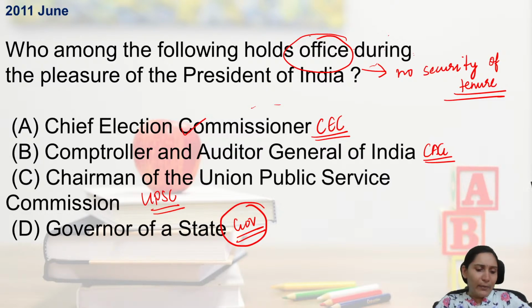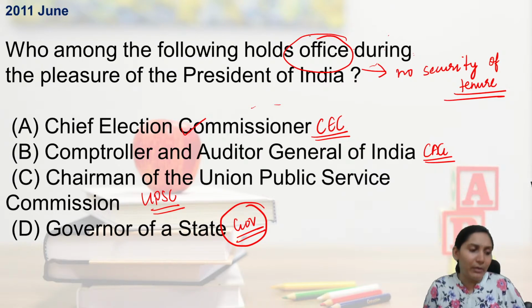Now, this is a direct question from your class only, because if you remember, we have discussed about Chief Election Commissioner, CAG, UPSC. There we have discussed about Governor also. Then we have discussed about the tenure. So, this is a very direct question. I am sure you will be able to answer it.